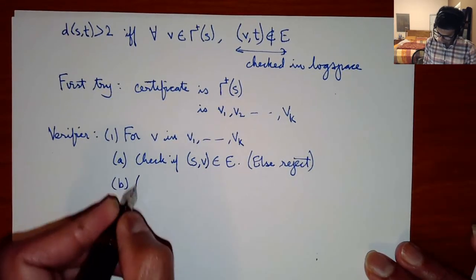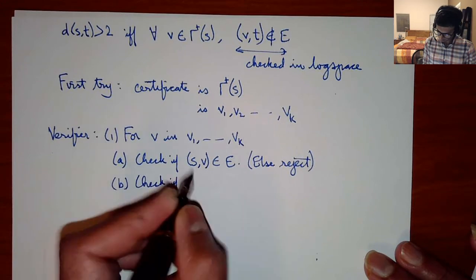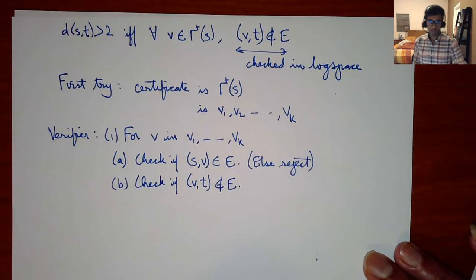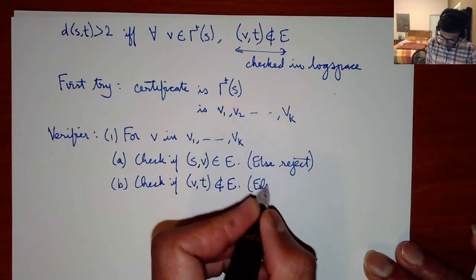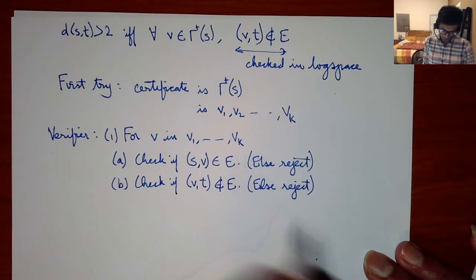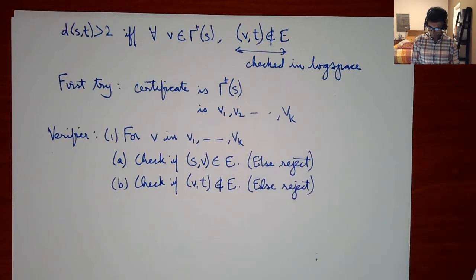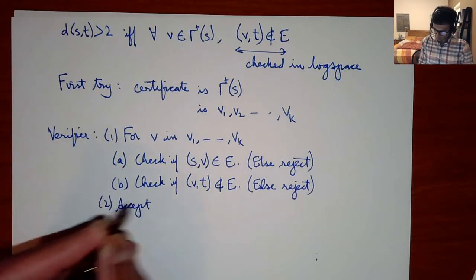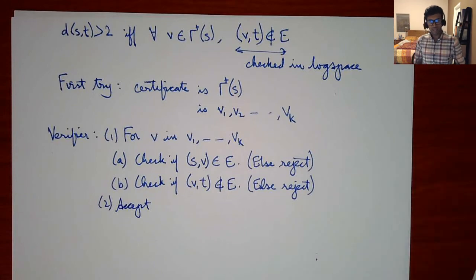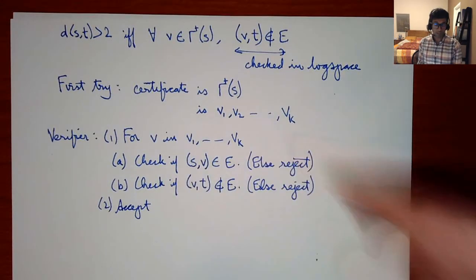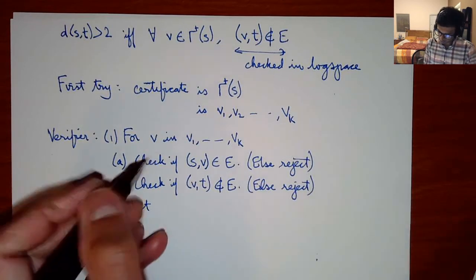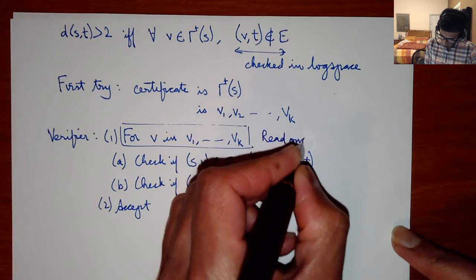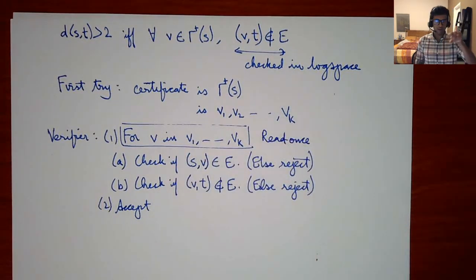Then check if VT is not an edge, else reject. And finally, once it reaches the end of all of this, it can just accept. So it goes through everything that is supposedly part of the neighborhood. And remember, this is read once, because it's a single for loop going over each of these vertices.